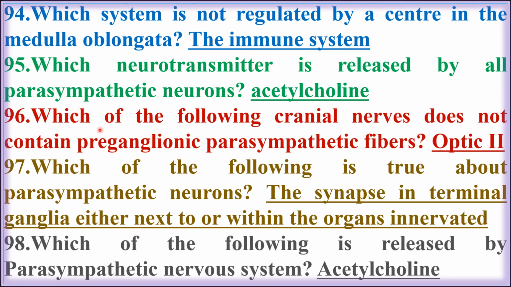Next, which of the following cranial nerves does not contain preganglionic parasympathetic fibers? That is optic 2. Next, which of the following is true about parasympathetic neurons? The synapse is in the terminal ganglia, either next to or within the organ innervated. Next, which of the following is released by the parasympathetic nervous system? That is acetylcholine.